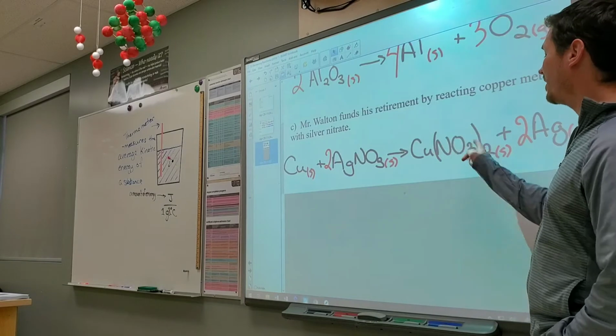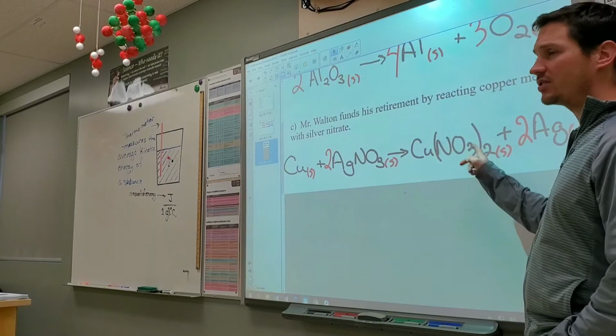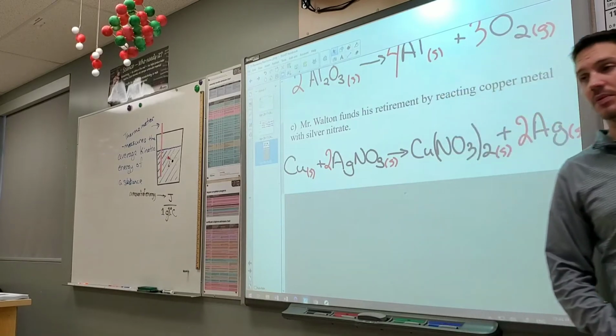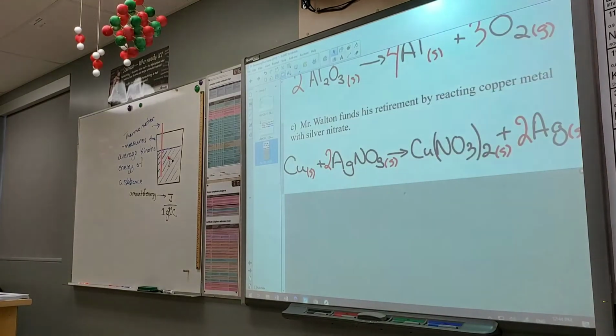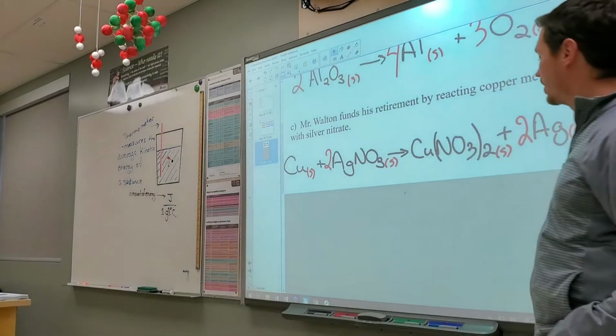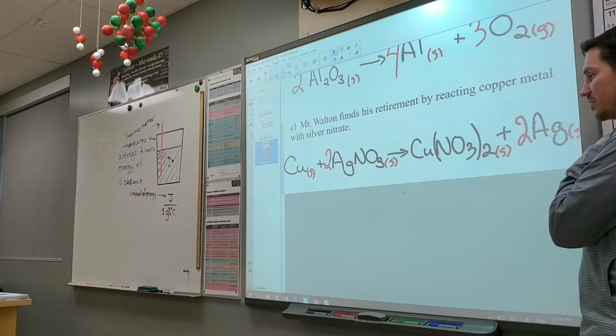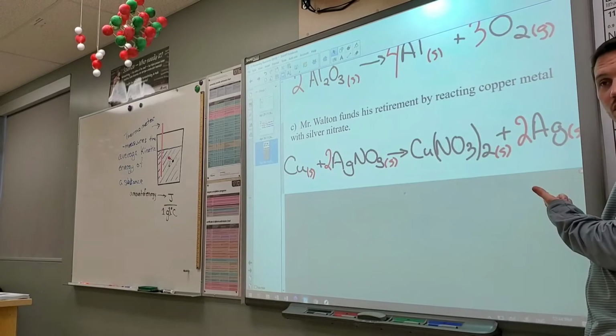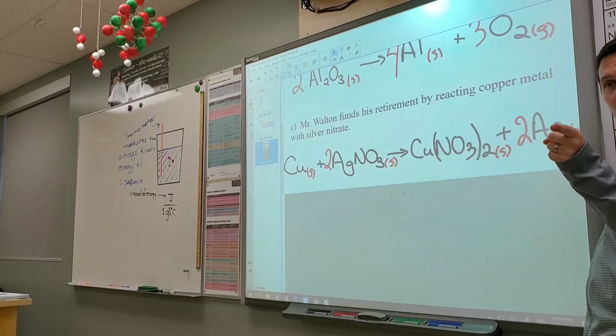And why did I put the nitrate in brackets? Why are there 2 nitrates? Because what charge of copper is going to be more likely for us to get? 2 plus, right? So we need 2 nitrates. And then we got 2 silvers, and then we just balanced it. That's fine. Any questions so far? Wait, so why is the copper 2 more likely than the copper 1?